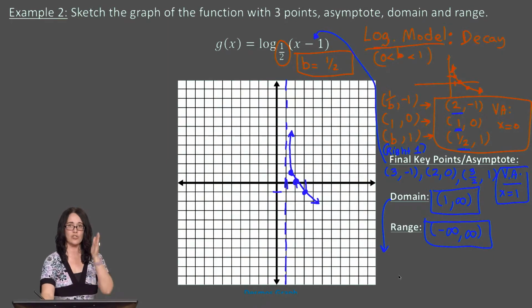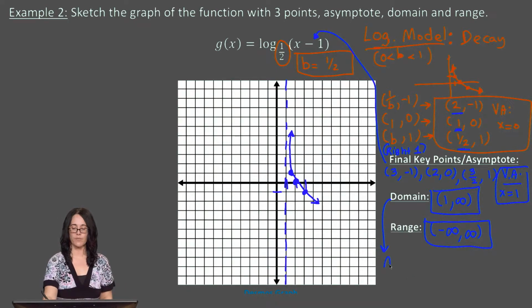Now, as far as domain for a logarithm is concerned, there is a shortcut. Notice that it had to do with where our vertical asymptote was. Originally it was just at x equals 0, and so my original domain would have been to the right of 0, 0 to infinity. But when I had x minus 1 in my argument, I ended up having a domain of 1 to infinity because it shifted the graph to the right 1 unit.